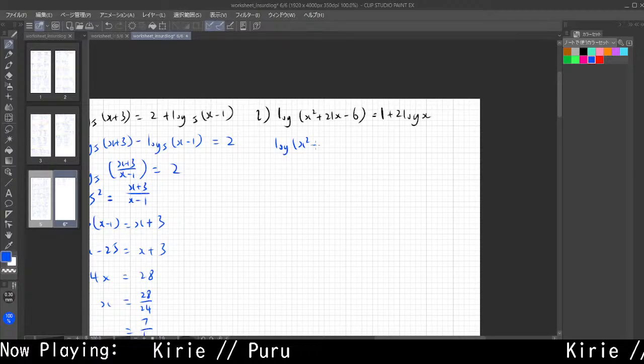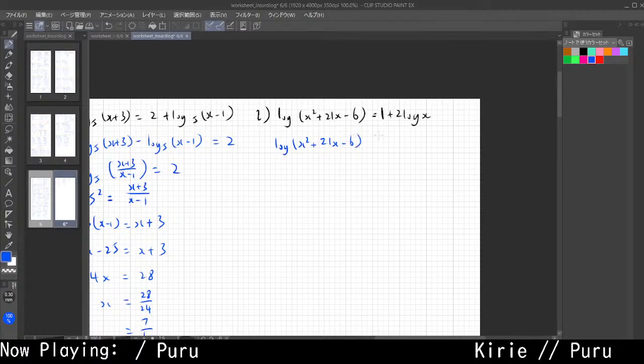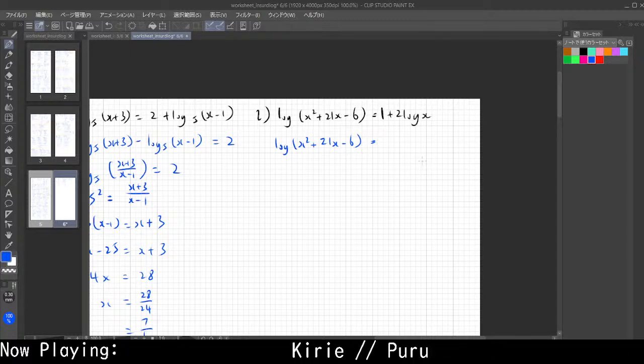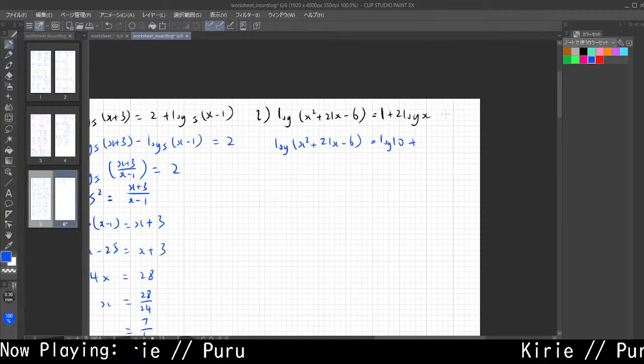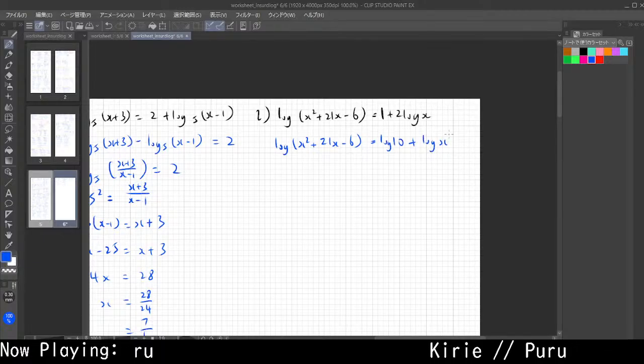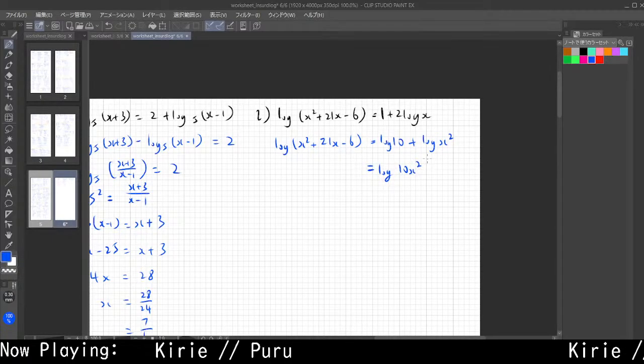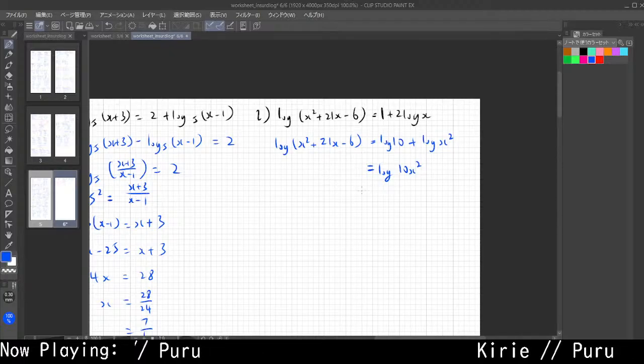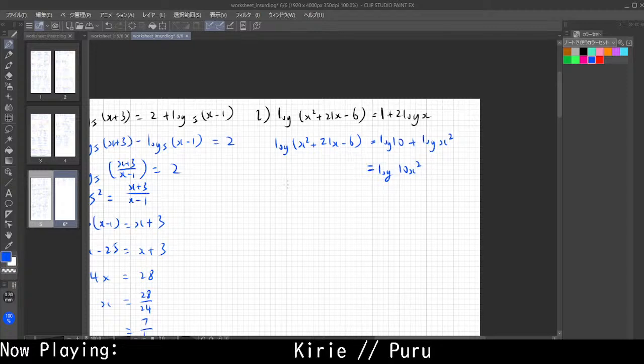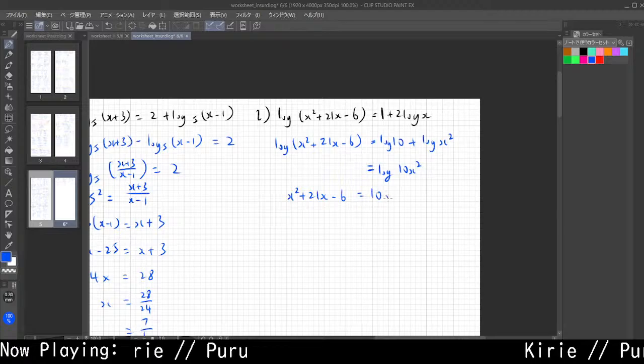Log base 10, I'll just call it log this thing, equals to, if you want to compare, you just combine these two things. So your 1 becomes log base 10. Your 2 can bring up to the top, so you get this thing, and then your right hand side just becomes log 10 times square root x, 10 times x squared. Okay, so you get to this point. Then both logs have the same base, which means both are 10. So x squared plus 21x minus 6 equals to 10x squared.